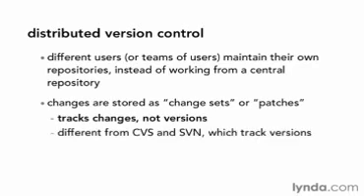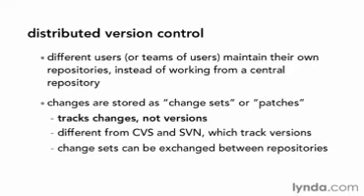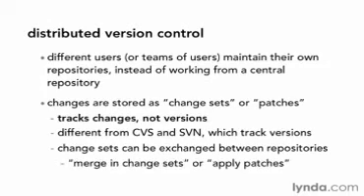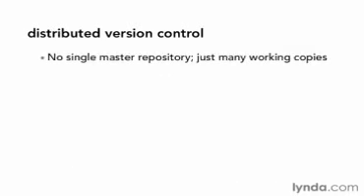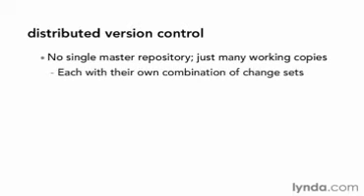They don't. They track the changes that it takes to get from version to version of each of the different files or the different states of a directory. Git doesn't work that way. Git really focuses on these change sets and encapsulating a change set as a discrete unit. And then those change sets can be exchanged between repositories. We're not trying to keep up to date with the latest version of something. Instead, the question is, do we have a change set applied or not? So there's no single master repository. There's just many working copies, each with their own combination of change sets.